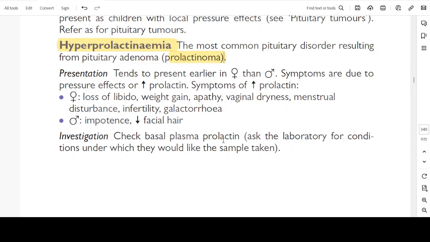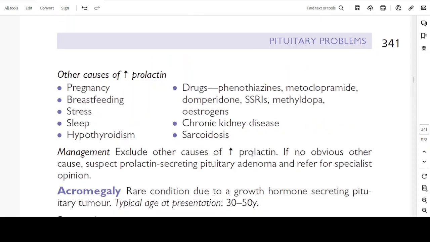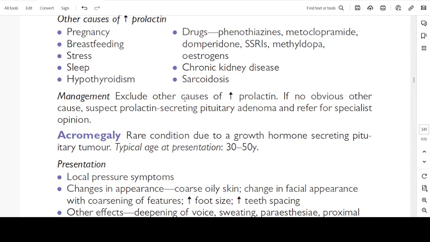Investigation. Check a basal plasma prolactin level. Ask the laboratory for the conditions under which they would like the sample to be taken. Other causes of raised prolactin are pregnancy, breastfeeding, stress, sleep, hypothyroidism, and drugs: phenothiazines, metoclopramide, domperidone, SSRIs, methyldopa and estrogens. So make a note of these drugs. Phenothiazines, metoclopramide and domperidone are antiemetics. Most common causes are metoclopramide and domperidone. Also chronic kidney disease and sarcoidosis.